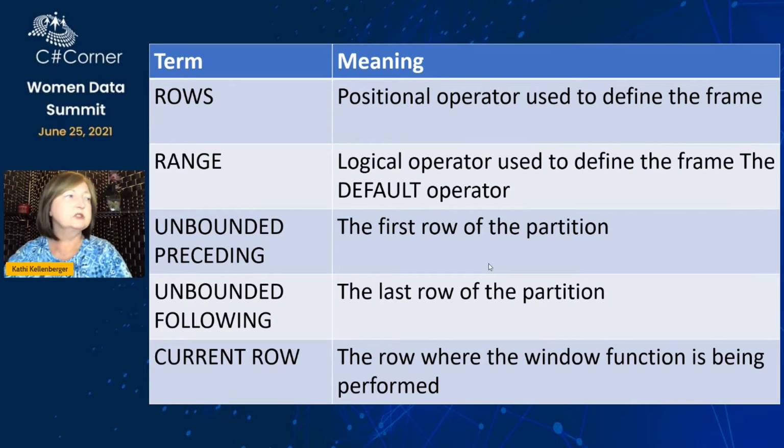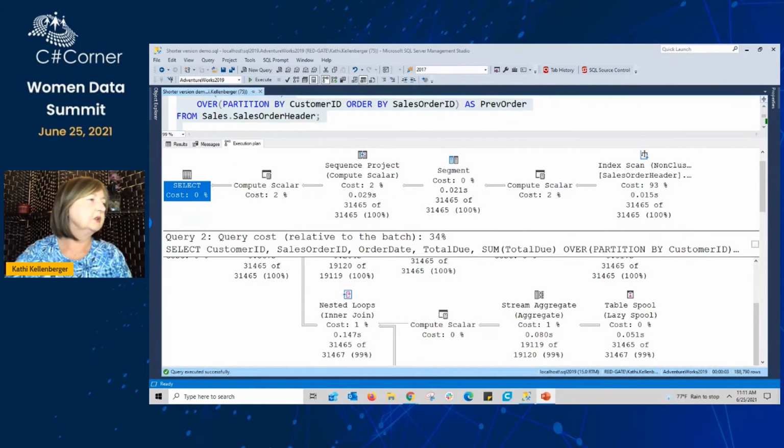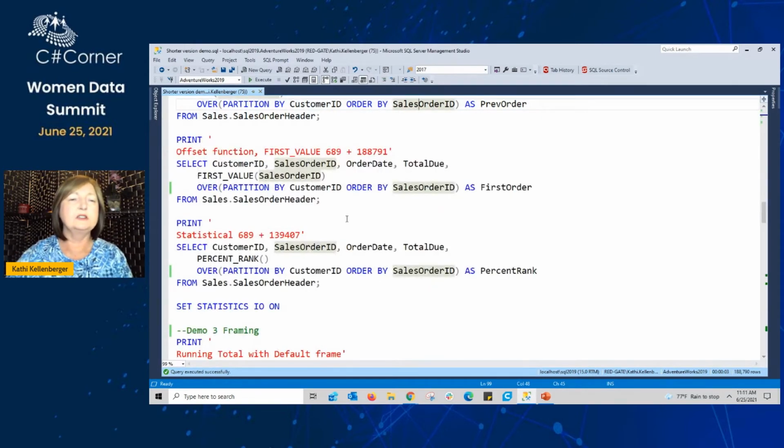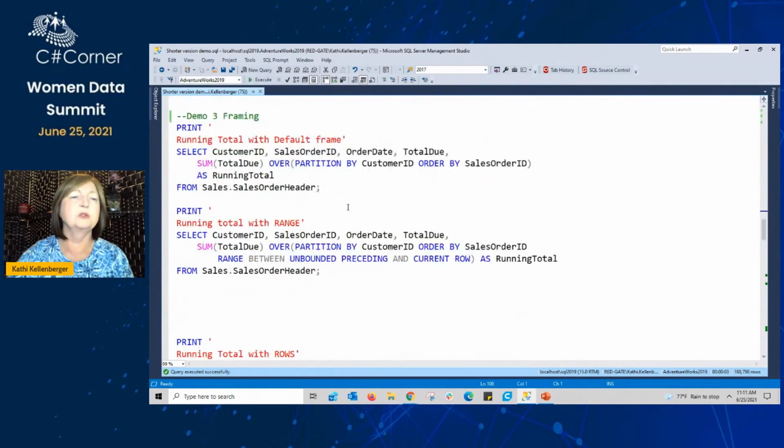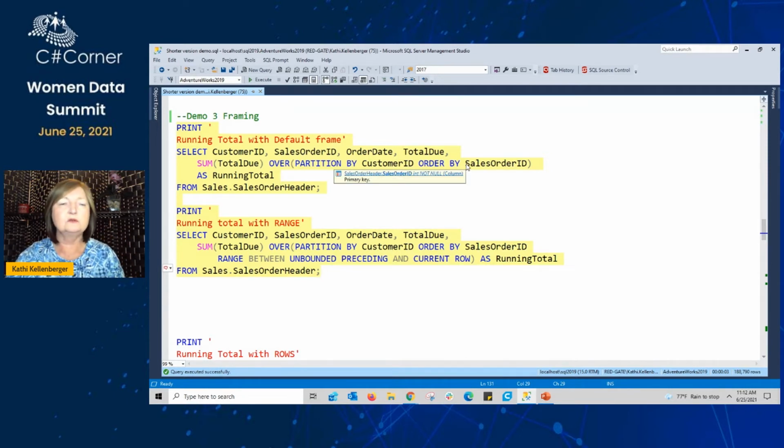Okay, so let's go ahead and jump over to get my slides back where they need to go. The next demo, where we look at what happens. Let's see, let's move down. Here we go, demo 3. So here we have a running total. What I'm looking at here is the default frame. All I did here was say order by. I'll still get a running total, but here is what's really happening under the covers, because this is the default frame, range between unbounded preceding and current row. So let's take a look at that.